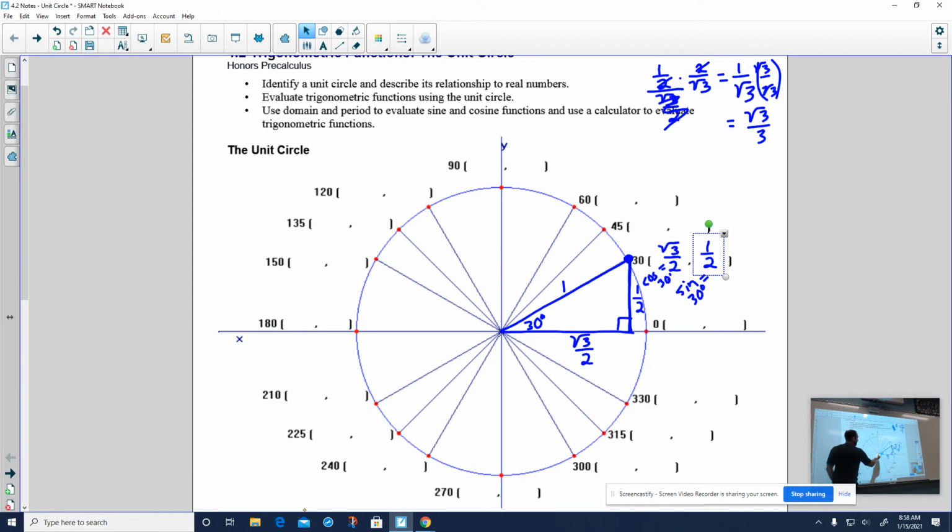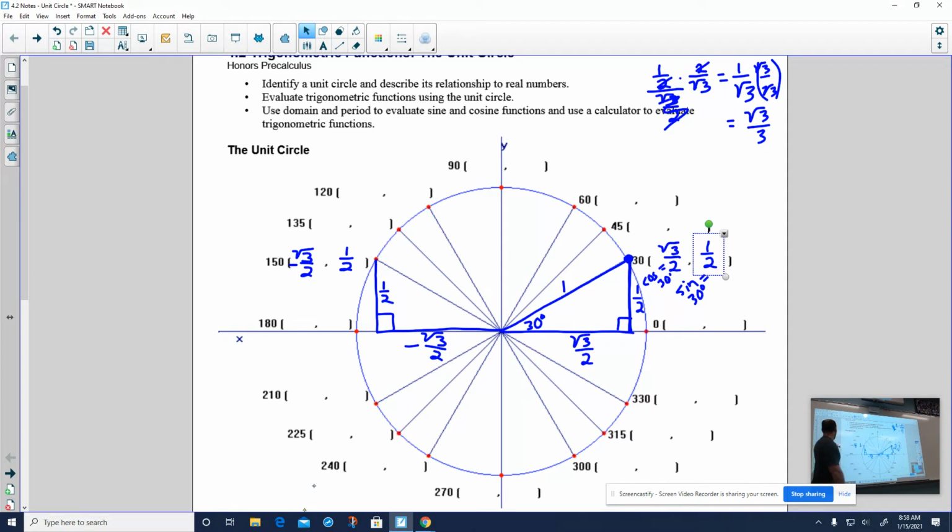There we go, just making my reference triangle for you. It would still be square root of 3 over 2, and it would still be 1/2 for the x value and y value, except one thing. I had to go left instead of right. So this needs to be a negative square root of 3 over 2. So my x value would be negative square root of 3 over 2, and my y value would still be a positive 1/2. So the cosine of 150 degrees is negative square root of 3 over 2. The sine of 150 degrees is 1/2.